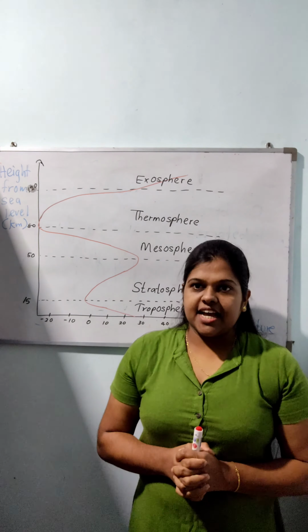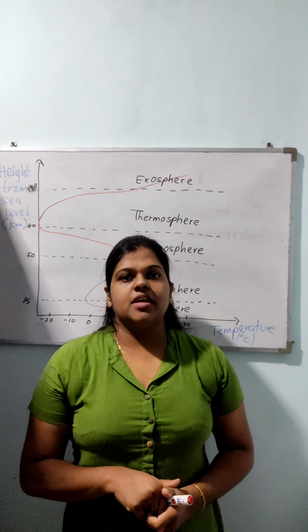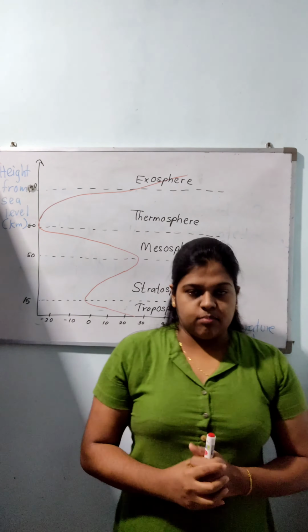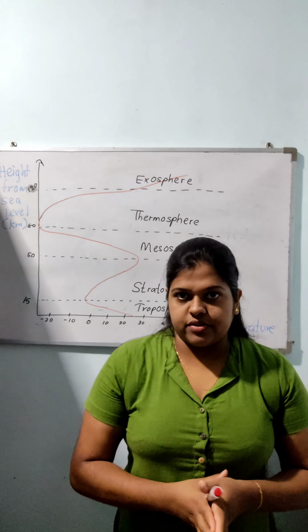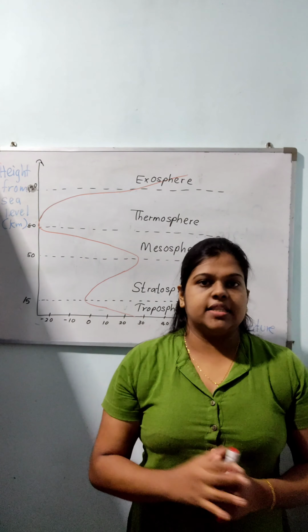Today we are going to discuss a grade 7 chapter, chapter 13, the atmosphere. In this lesson, you have to learn about the main layers in the atmosphere, their special characteristics, as well as how the temperature changes from one layer to another.